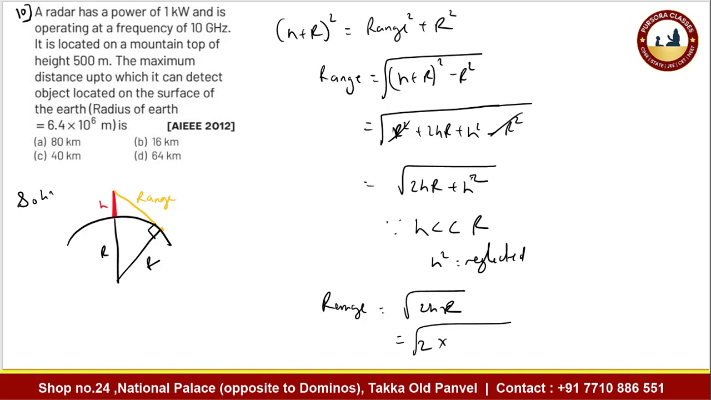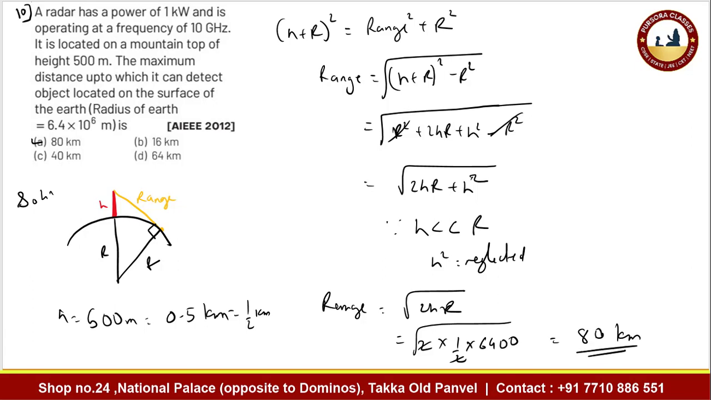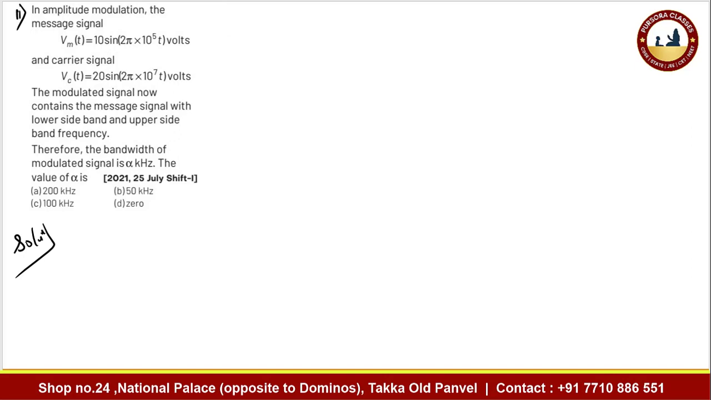So height is 500 meter, so we can consider it as 0.5 kilometer or half kilometer. So 2 into half into 6,400 kilometers. So 2 and 2 get cancelled. So that will be 80 kilometer. The correct option is 80 kilometer. I hope you have understood this, students. Okay, students, so we'll move ahead with the next question.